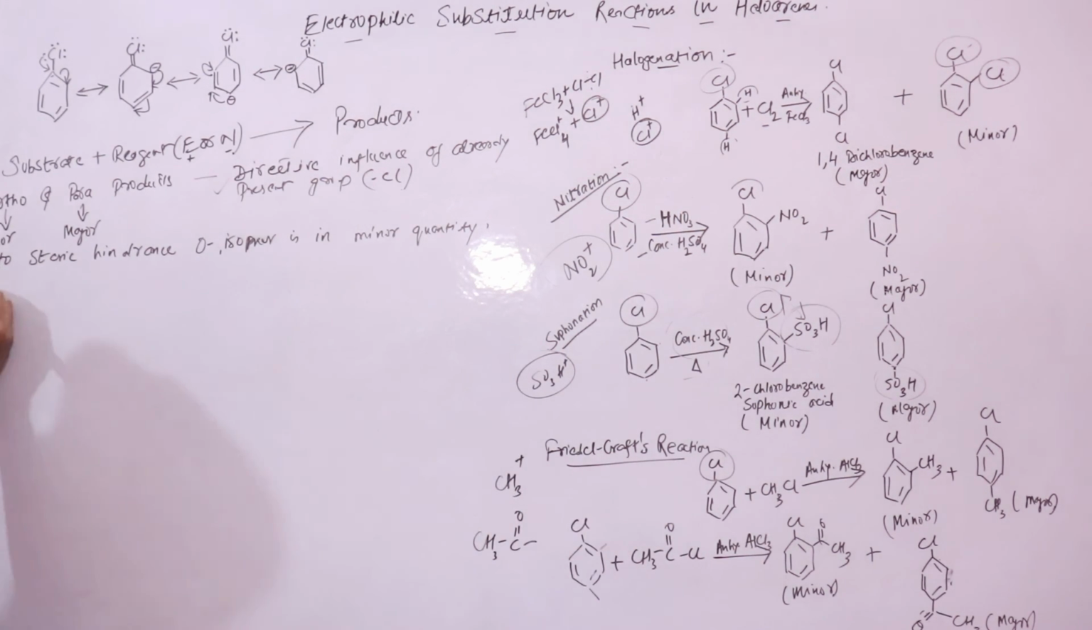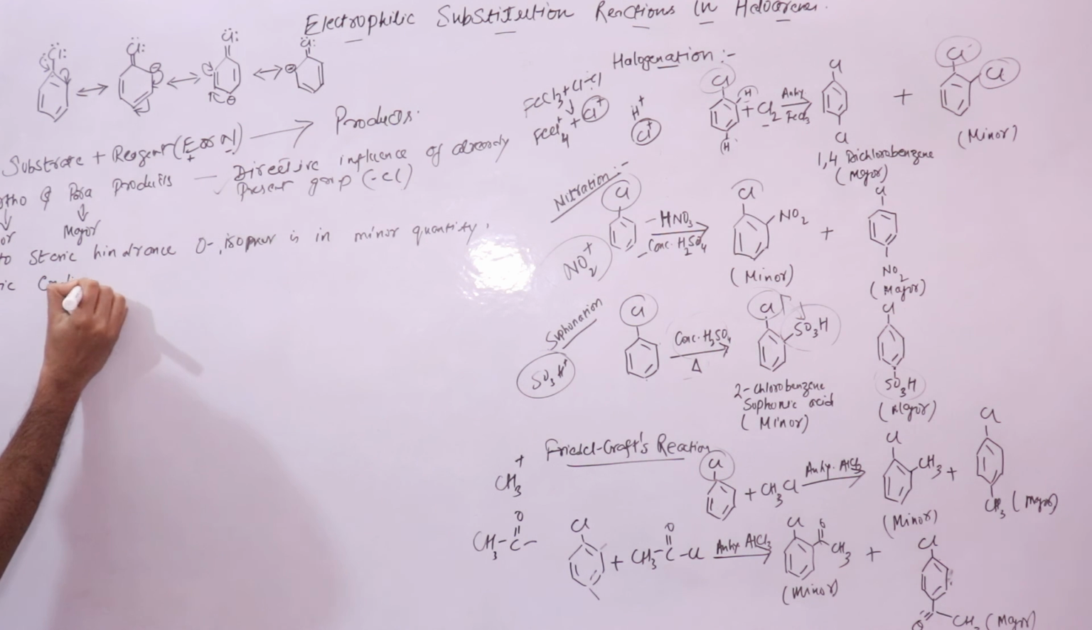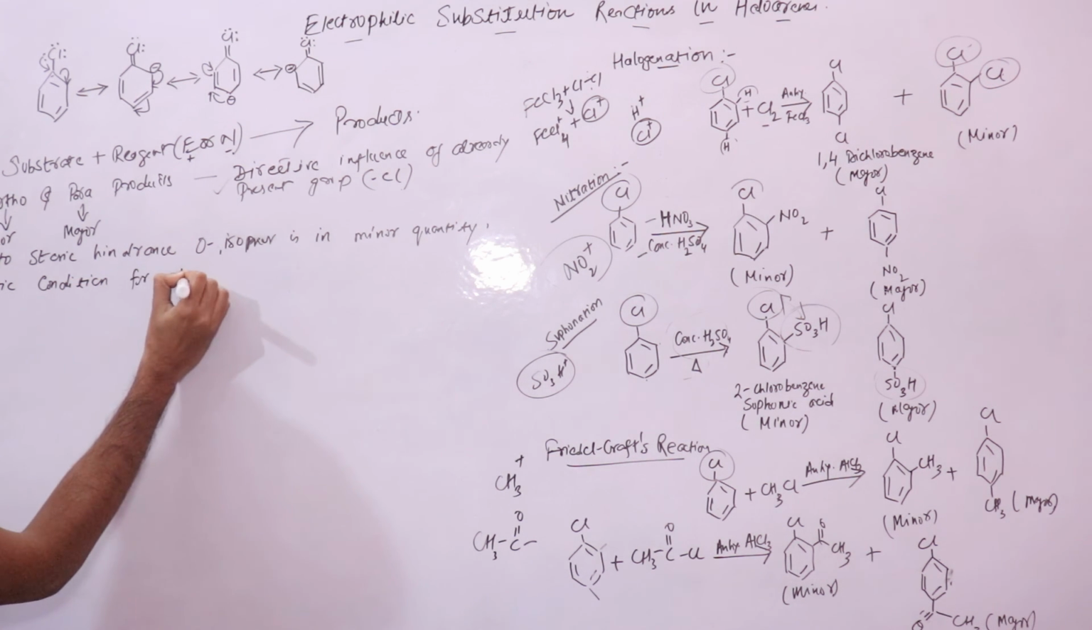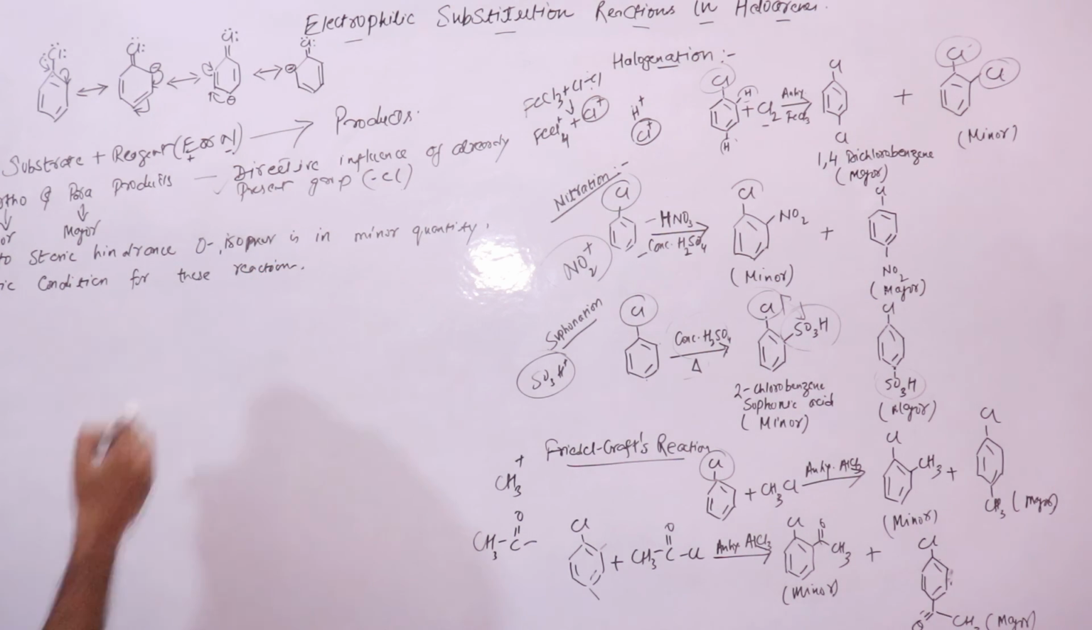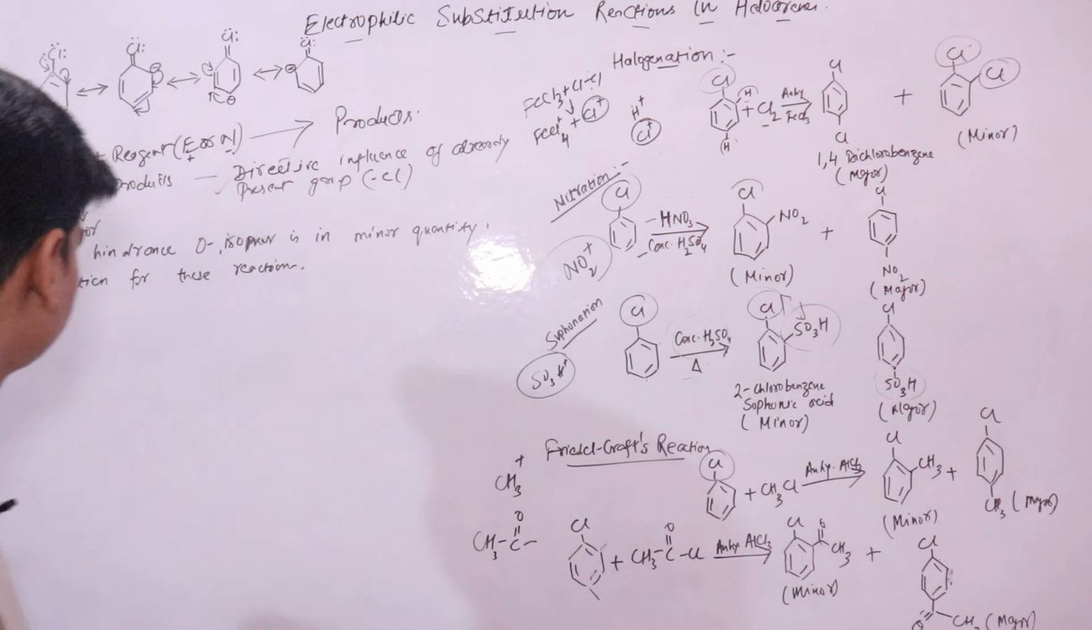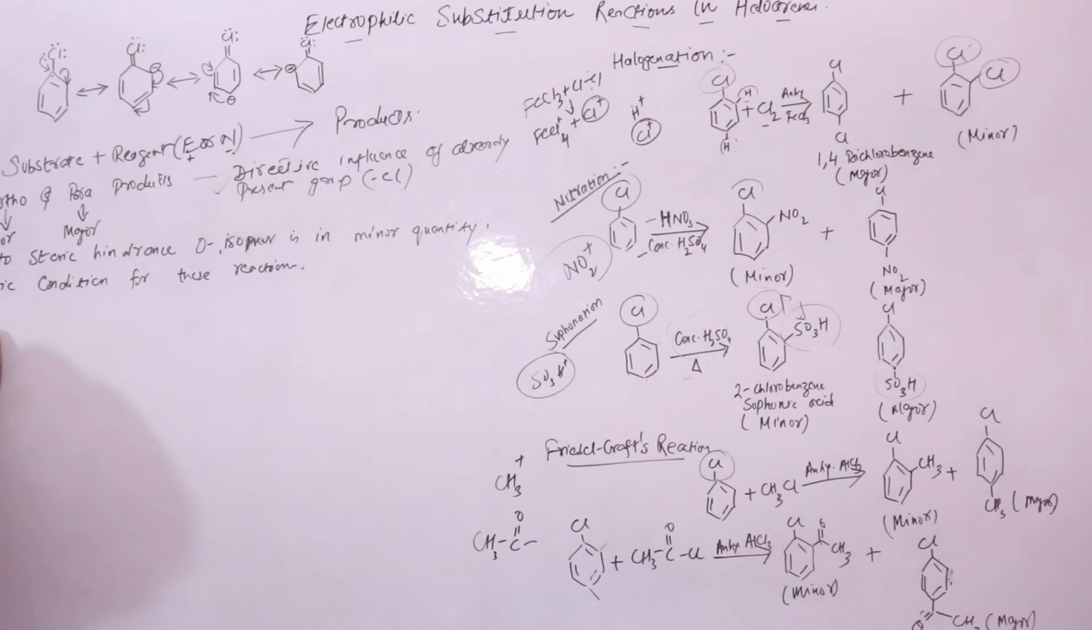So the conditions of the reaction would be drastic conditions. Why are we using drastic conditions for these reactions? This is important to understand. First we will understand the directive influence, why we are getting ortho and para product, why ortho and para isomer.